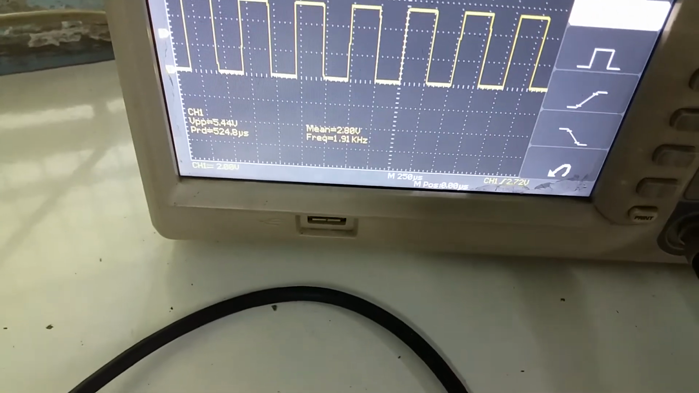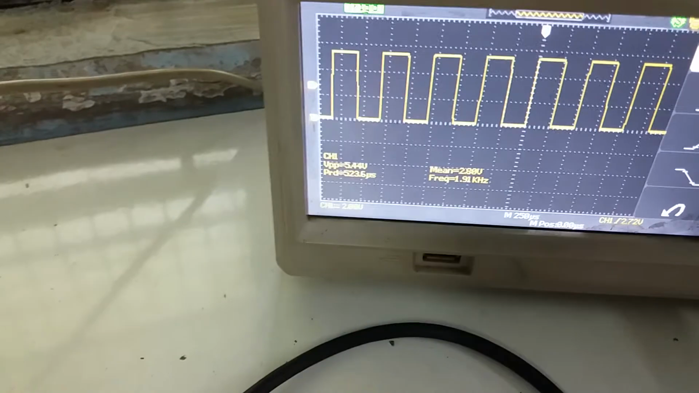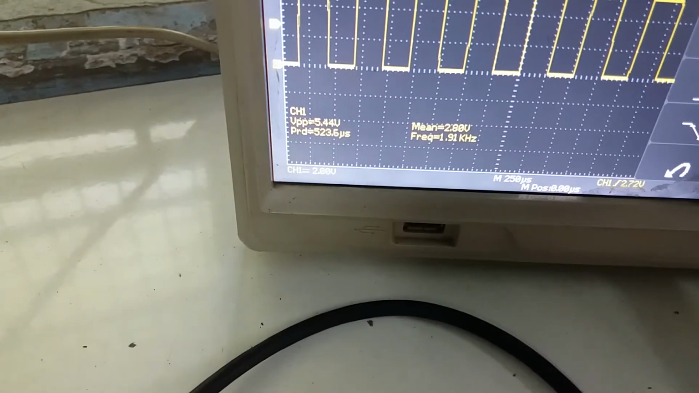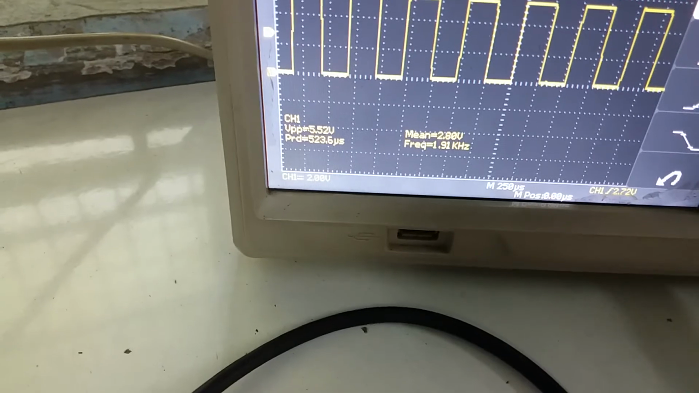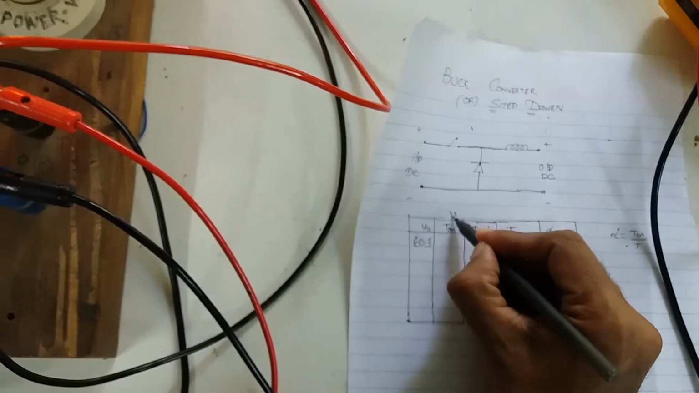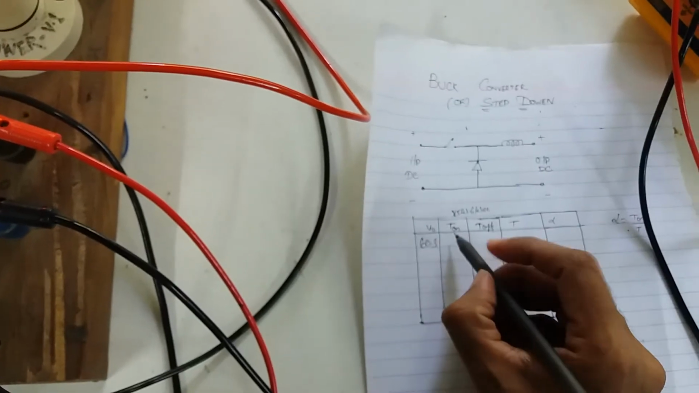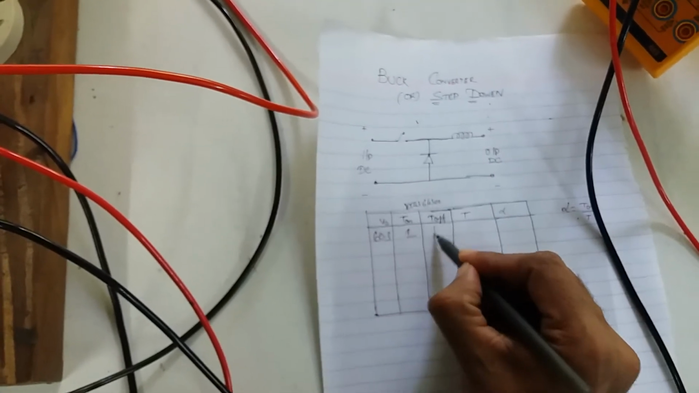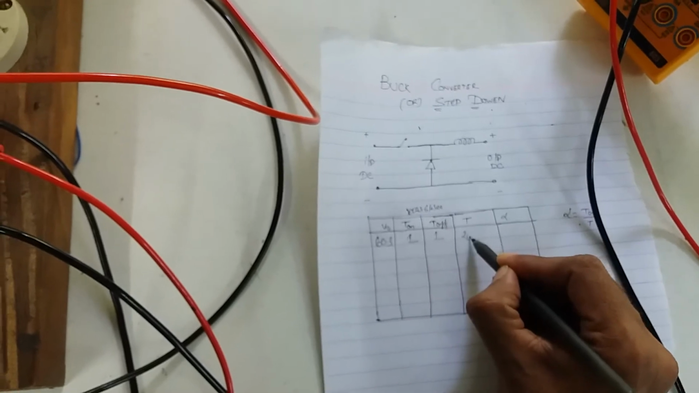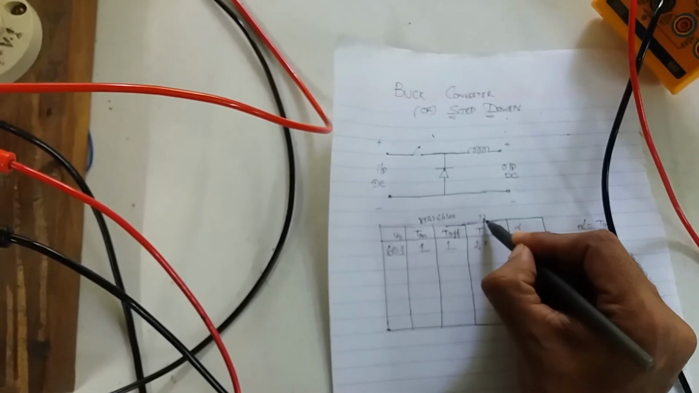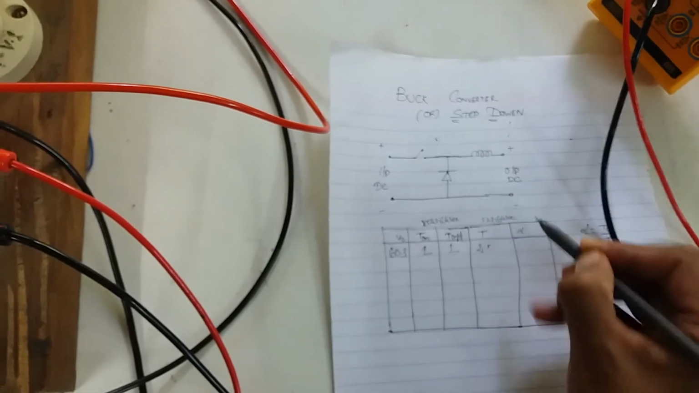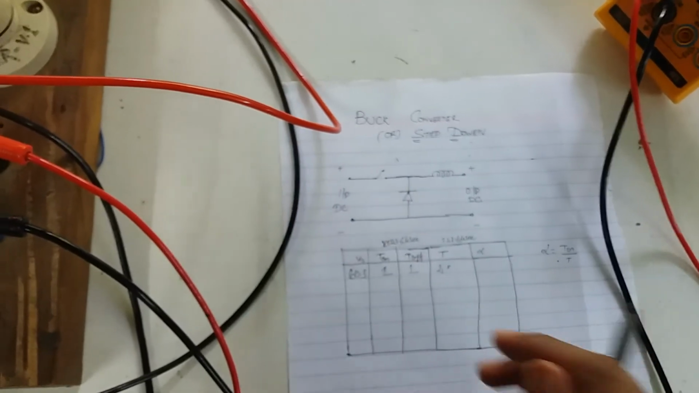So 1 box, 1 box. So 1 multiplied by the period, what is that? 523.6 microseconds. You are going to multiply. What is the number of boxes? On period is 1 box, off period also 1 box, total boxes is 2. So 2 multiplied with 523.6 microseconds.